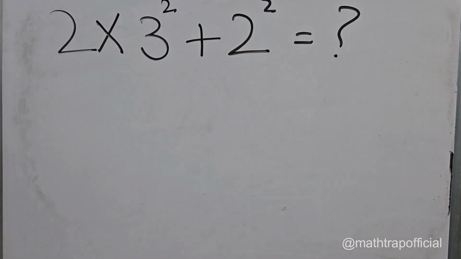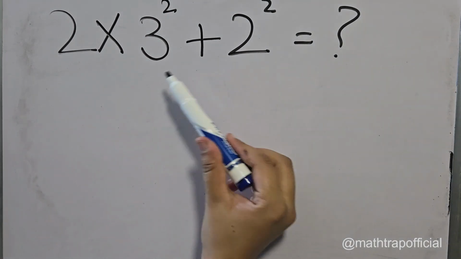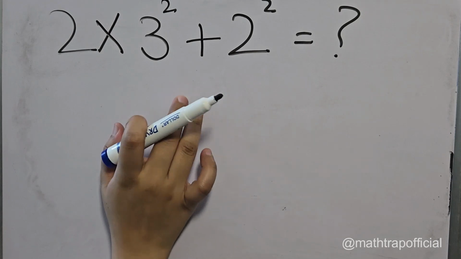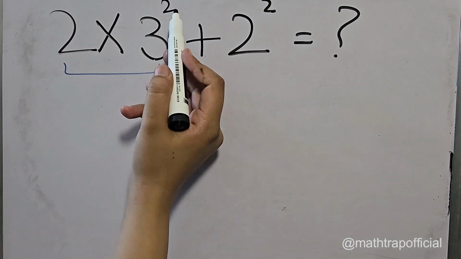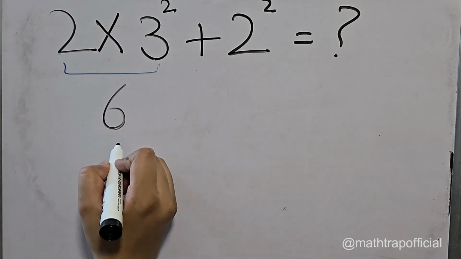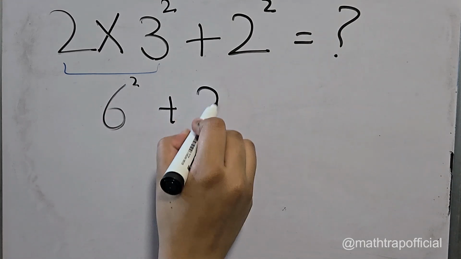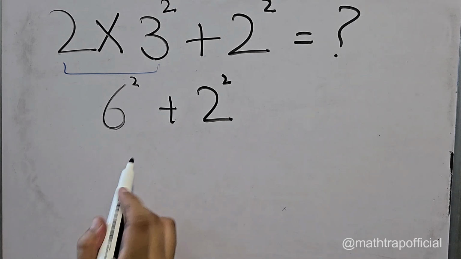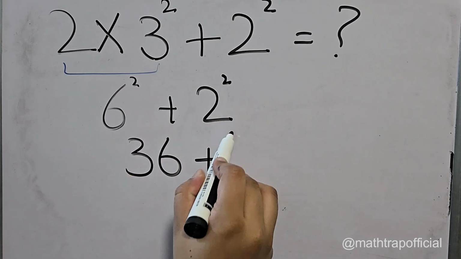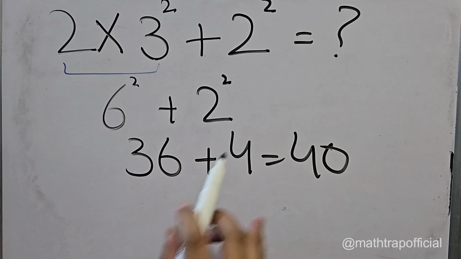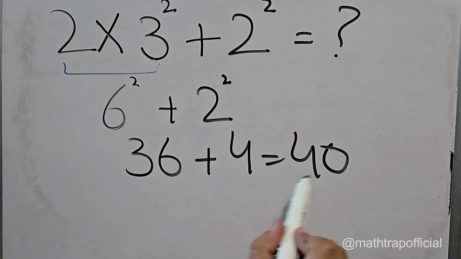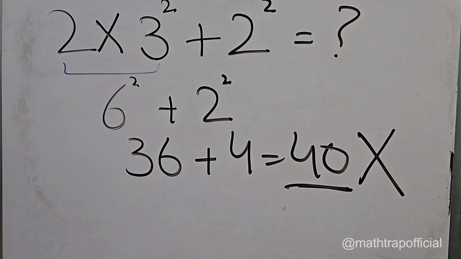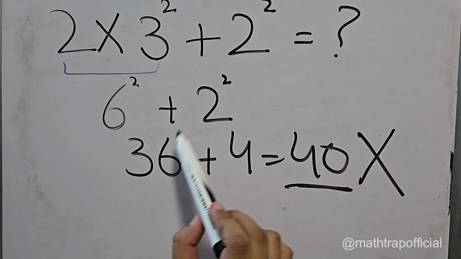So let's say today we have an exponent equation: 2 multiplied by 3 power of 2, plus 2 power of 2. Solving the multiplication first, 2 multiplied by 3 gives 6, so 6 power of 2 plus 2 power of 2. Now 6 power of 2 means 6 multiplied by 6, which is 36, and 2 power of 2 is 4. 36 plus 4 is 40. So this is not the right answer here.